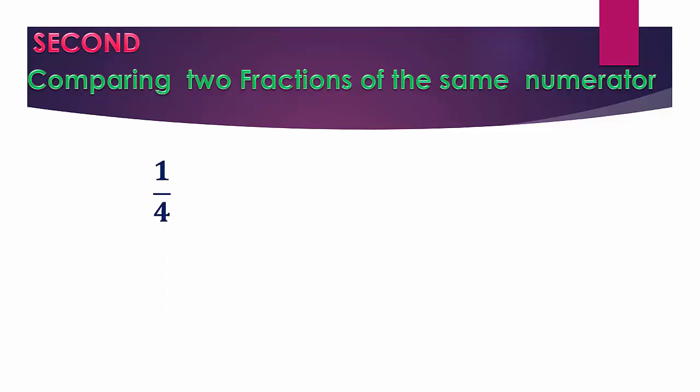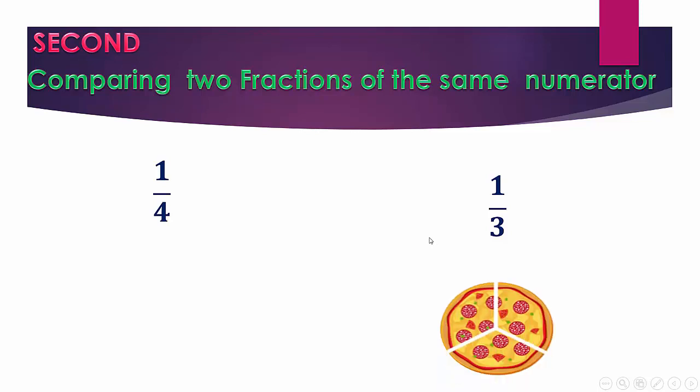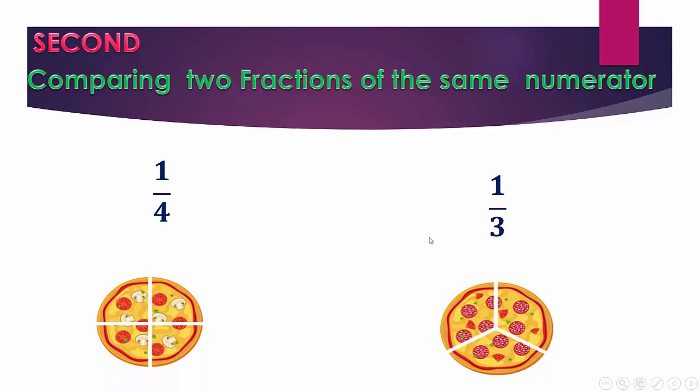Here 1 over 4 and here 1 over 3. Okay, my students, here I have 1 over 3, a third, and 1 over 4, a quarter. Which is greater, my students? Here I have the same numerator. We call it crazy fractions, teacher. If I have the same numerator, what can I do? It's the crazy fraction. So the small denominator will be the greater fraction. Then, 1 over 3 is greater than 1 over 4.